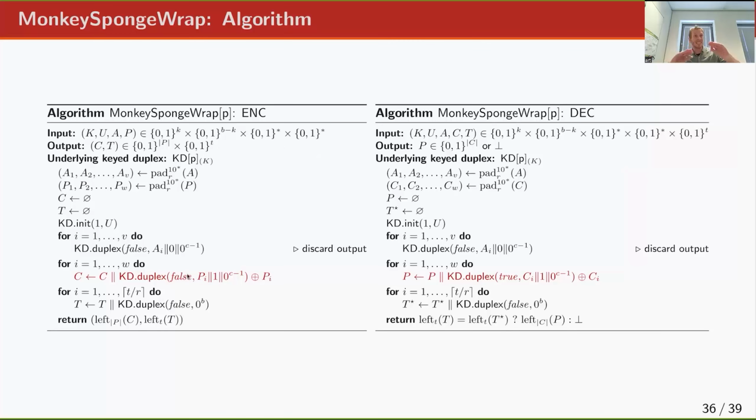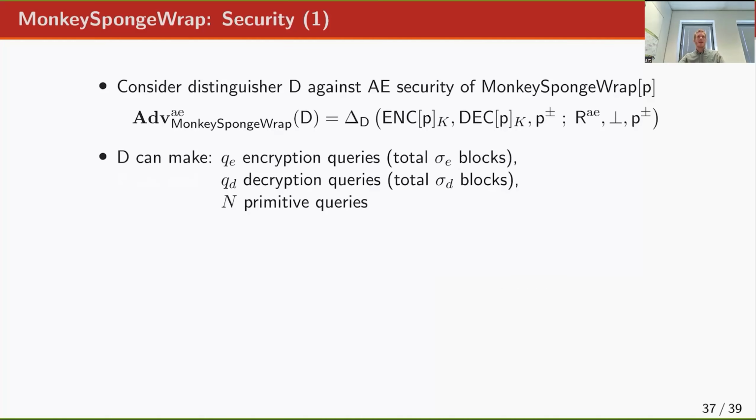I will not go into details, but what you see is that in the encryption, you have encryptions with flag is false. It's indicated in red in the left algorithm. For decryption, you do duplexing calls with flag is true. You do the same story.